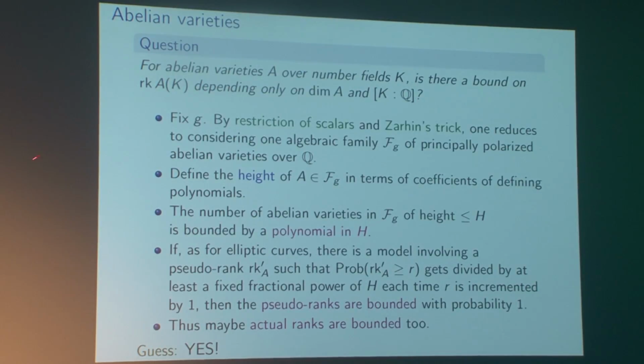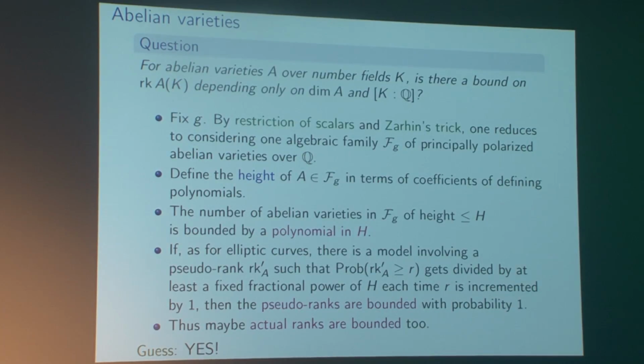So if you fix the dimension, which I'll call g, then by doing restriction of scalars from K down to Q, you can reduce to the problem of doing abelian varieties over Q. And also by using Zarhin's trick, which replaces the abelian variety A by A to the fourth cross A dual to the fourth, you can reduce to the case of studying principally polarized abelian varieties over Q. The advantage of doing that is that they fit into one algebraic family. So you can write down one algebraic family that includes all the abelian varieties involved in one instance of this problem. And now it's just a question of, in this algebraic family of abelian varieties, can you bound the rank?